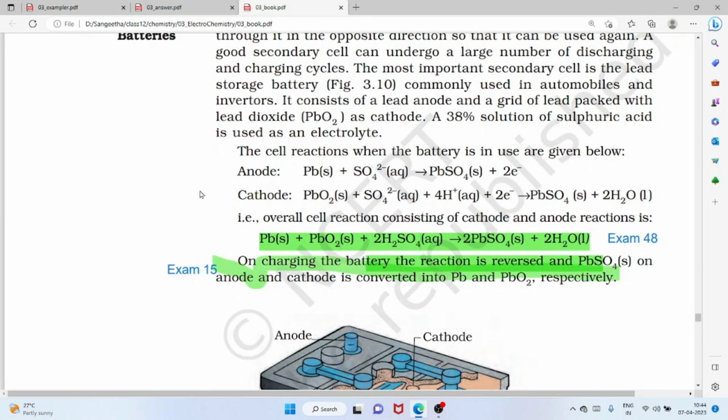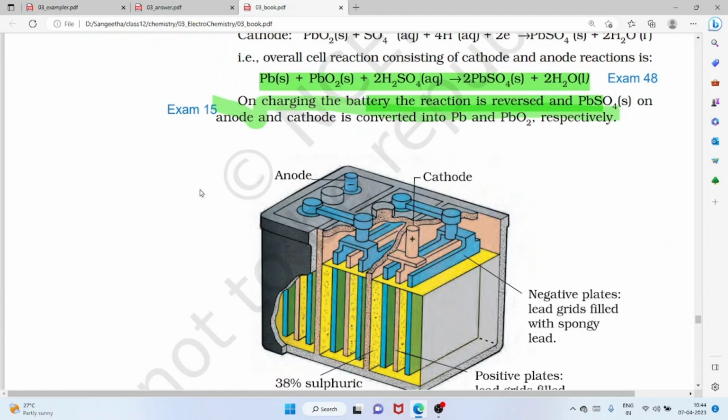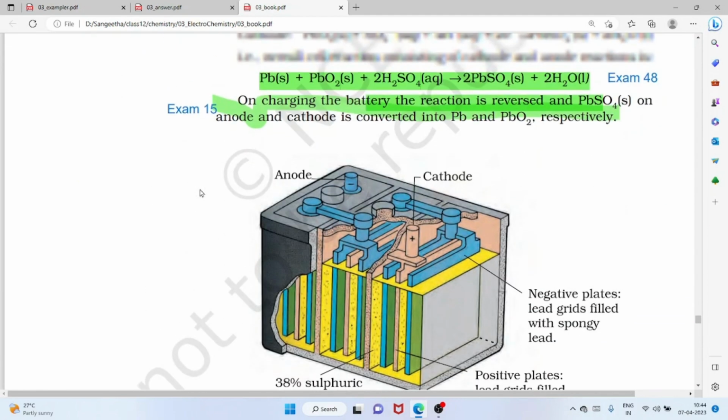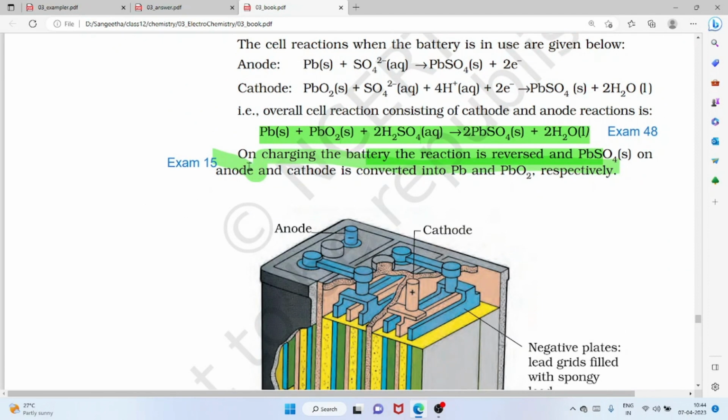This is the reaction. This is the charging reaction, the reverse of this reaction.